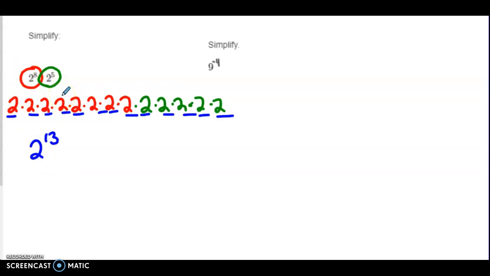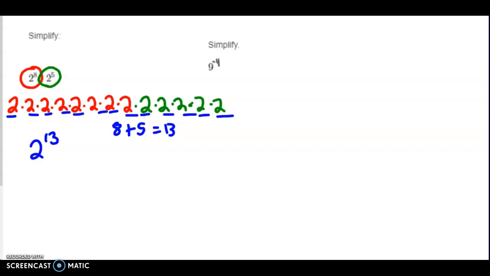And there is a shortcut. If you don't want to write out all of the 2s, you could just take your exponents and add them, because 8 plus 5 equals 13. But sometimes I don't forget my properties, so sometimes I like to write it out.